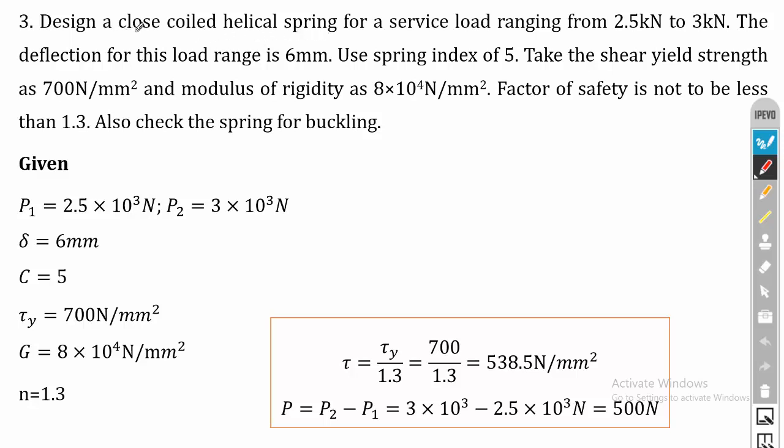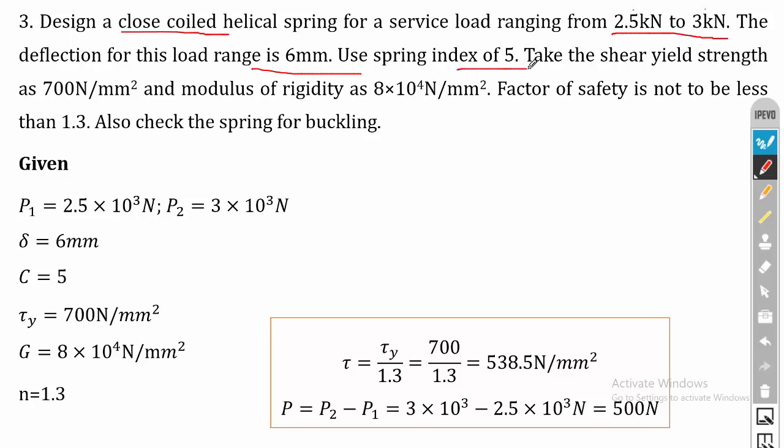The spring is a helical compression spring for a service load ranging from 2.5 kilonewton to 3 kilonewton. The deflection for this load range is 6 mm. So actually in the problem, two loading conditions are given, and for this loading range, from 2.5 kilonewton to 3 kilonewton, the deflection is 6 mm.